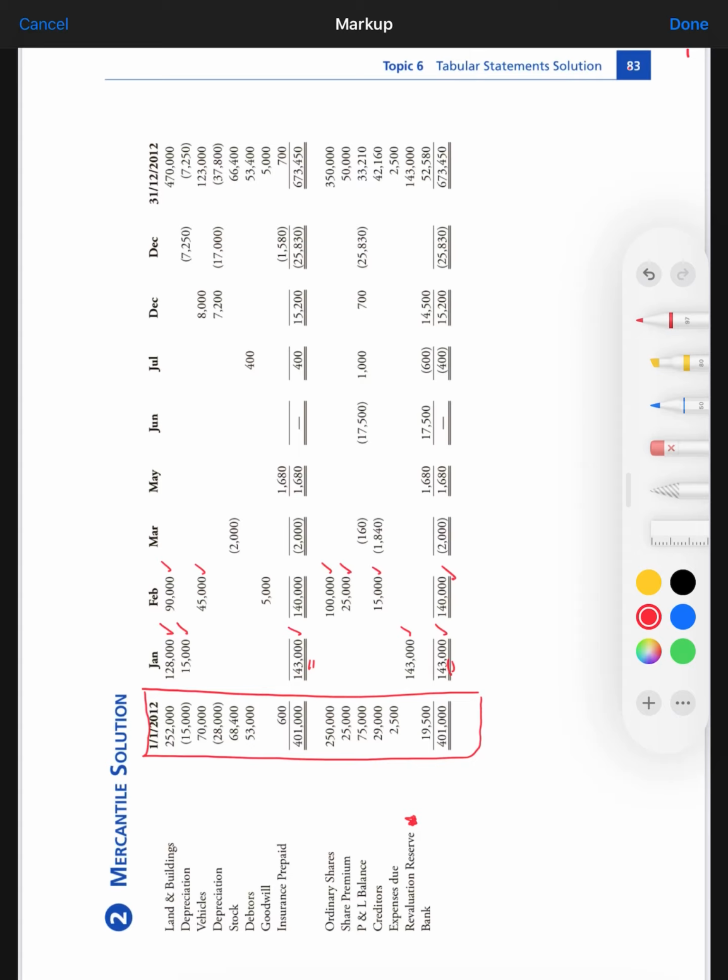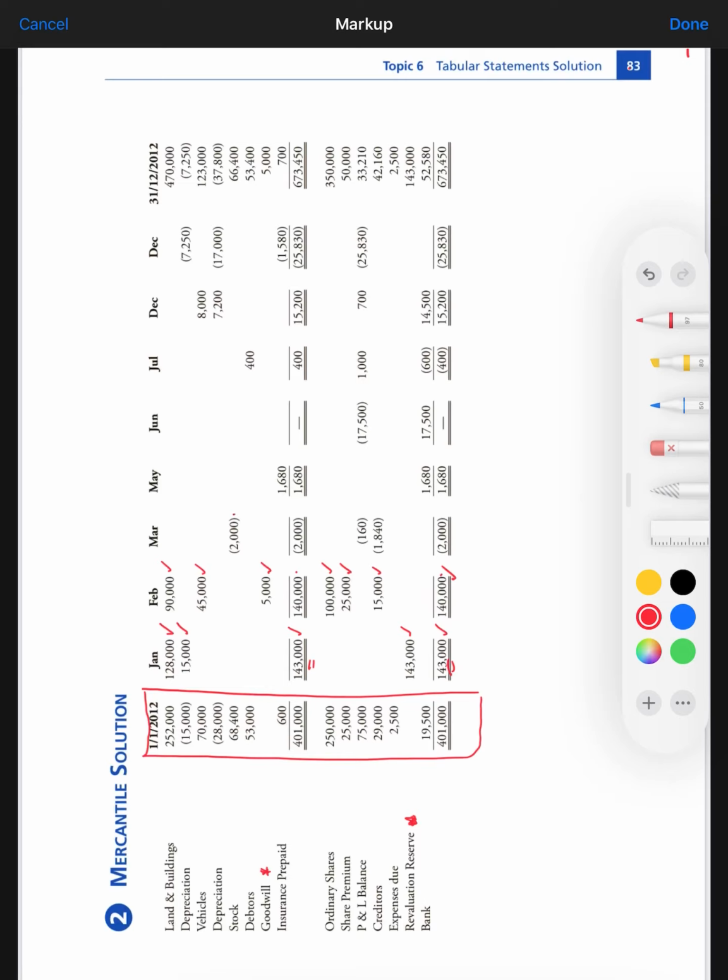Up above here, 90,000 and 45,000 gives you 135,000. Therefore, what else did you purchase? Well, you purchased goodwill. You take the 135 from the 140, which leaves you a balance of 5,000. So you come over here and put in your goodwill at the bottom where you left your 2 spaces. Now the 140,000 and the 140,000 equal. In March, goods previously purchased for 2,000 were returned.